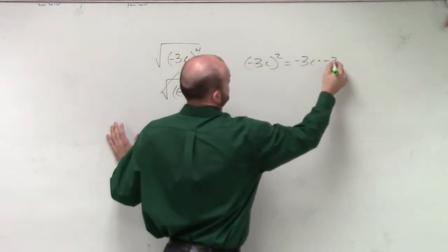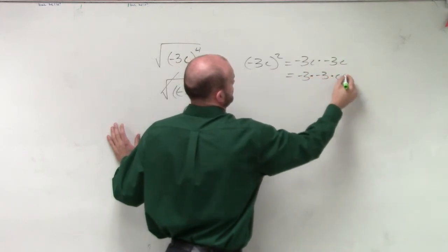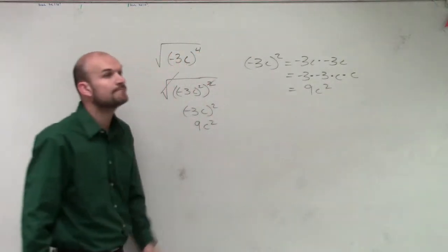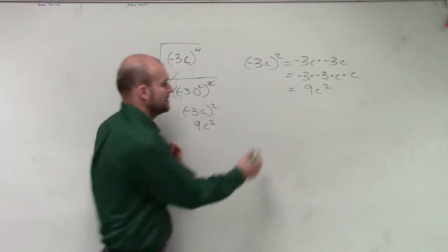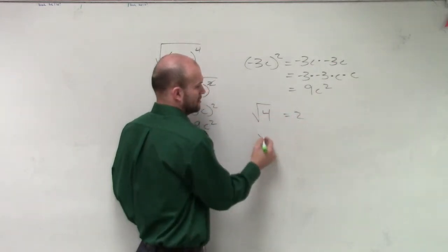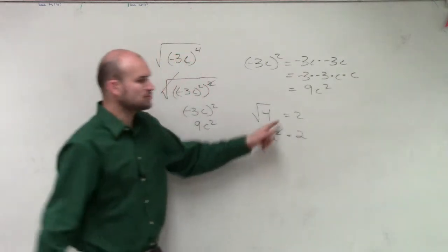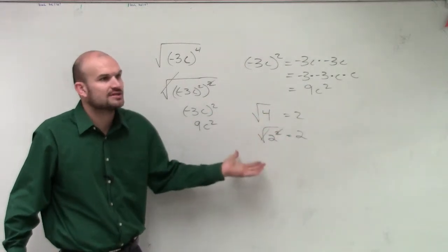How do you know to take out the square? Remember, think of it this way: the square root of 4, we know it's 2, right? 2 squared is equal to 4. The square root of something squared, those are opposite operations.